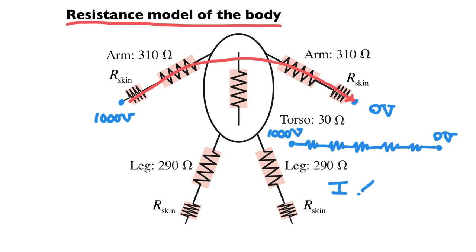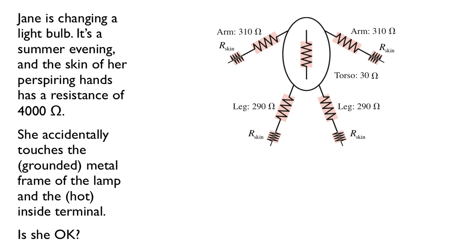And as we know, it's the current that you have to worry about. High voltage by itself isn't dangerous. What's dangerous is current. Let's take a look at a problem that works like this. Suppose someone is changing a light bulb in a chandelier, and I'll show a picture of this in class. This person, with one hand, touches the grounded metal frame of the lamp, so it's at 0 volts, and the other hand touches a hot inside terminal. The hot terminal is going to be at 120 volts. There's going to be a current that goes through her body, through the skin, through the arm, through the torso, through the arm, and through the skin, like so.